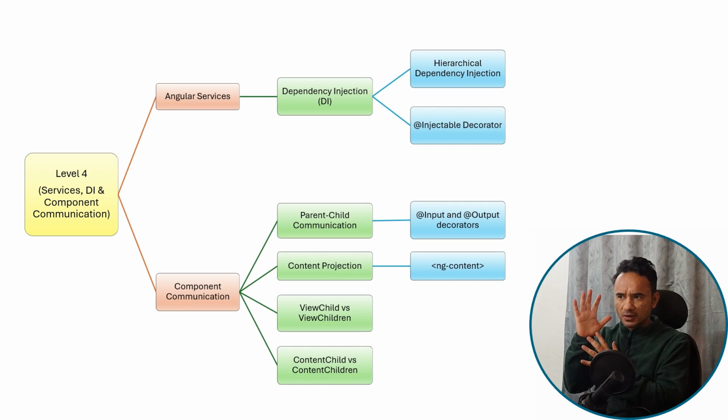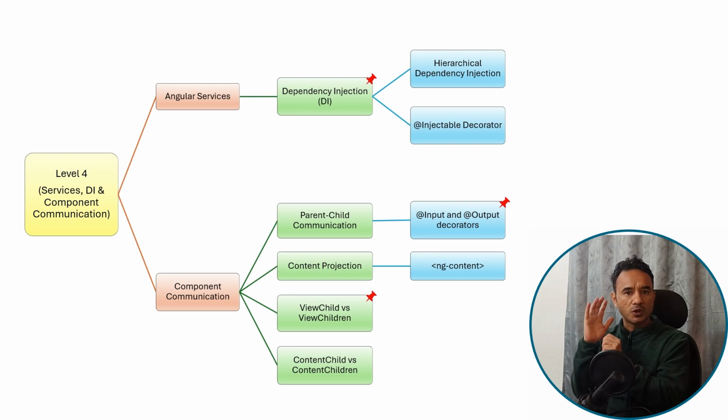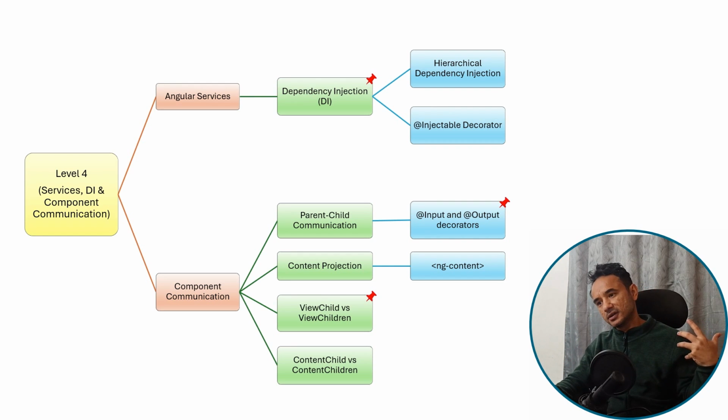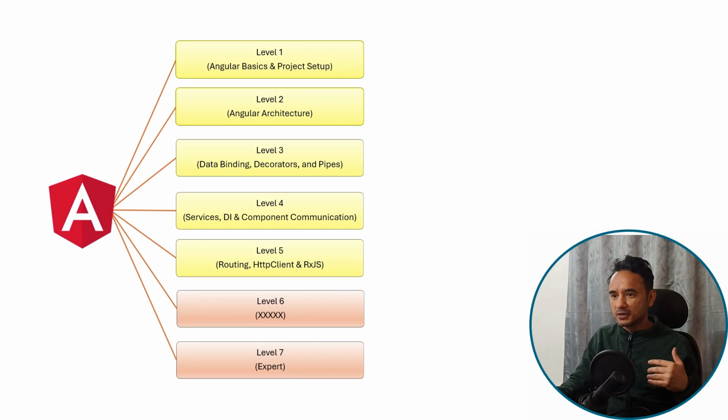Okay, all these concepts are important, but if you are preparing for interviews, then give more focus to these pointed concepts. Okay, these are more important. So that's all about level 4. Now let's go to level 5. Next, slowly up. So level 5 is about routing, HttpClient and RxJS.